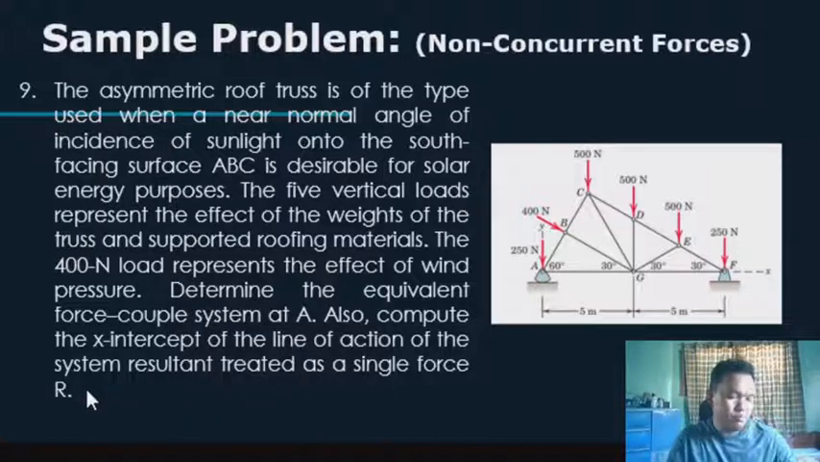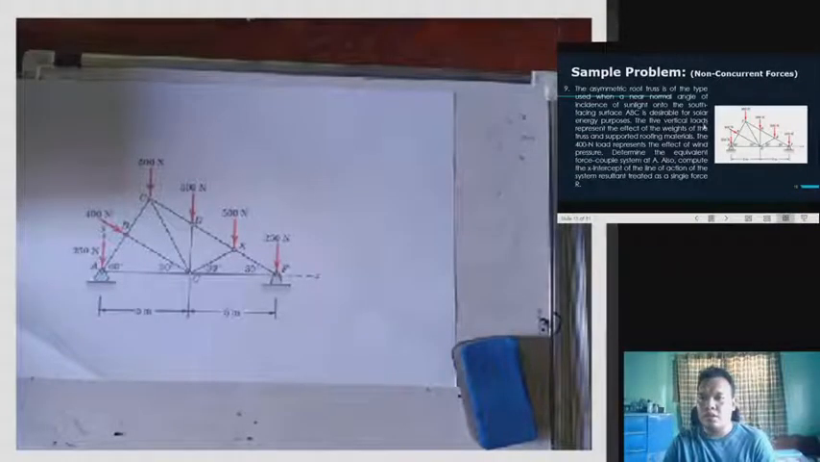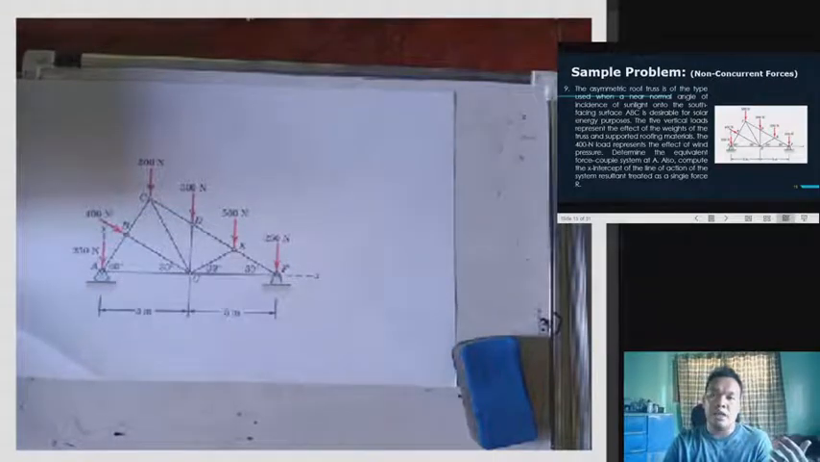So, yan. So, we have here this truss. So, ito yung given truss. Sabi dun sa problem, itong point A, B, C is prone daw sa wind pressure, no? Kumbaga, sa sunlight. Kaya, paglalagyan siya ng solar panel. So, ito. Then, yung given loads, which is ito, na vertical loads, is considered as the weight of the truss and the roofing materials.